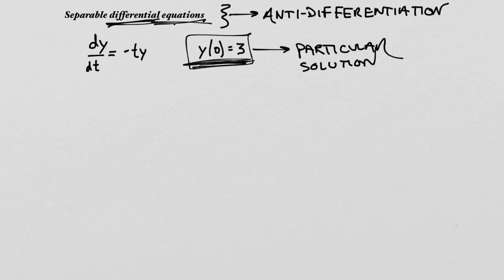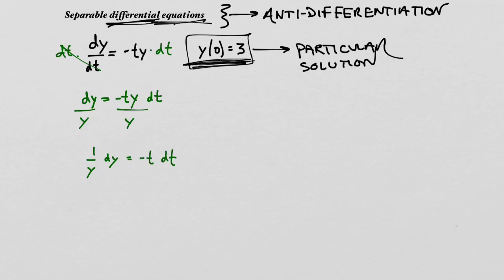We're going to separate this dy over dt. I'm going to multiply both sides by t, and my goal is to get the y's with the dy's and the t's with the dt's. So we're almost there. I just need to divide each side by y, and this leaves me with 1 over y dy, which is equal to negative t dt. And now this thing is just asking to be integrated because I have my dy and my dt.